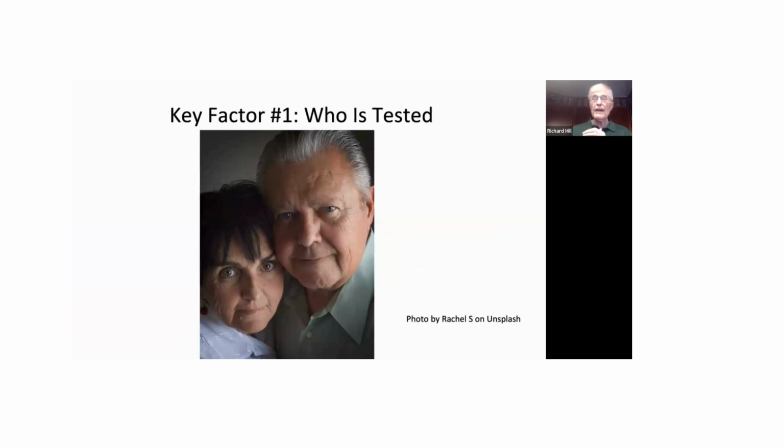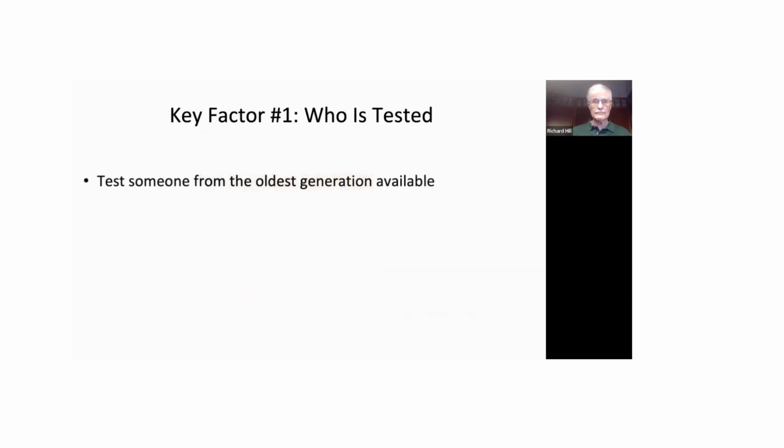Now we'll discuss some key factors that will impact your results. And the first key factor is who is tested. Now, you can test anyone in your immediate family, but exactly who you test can sometimes make a difference. In most cases, you should test someone from the oldest generation available. Y-DNA and mitochondrial DNA are subject to random mutations. Well, it's not likely, but there could have been a mutation between you and your parent. So if they are available, test your father on Y-DNA and your mother on mitochondrial DNA.